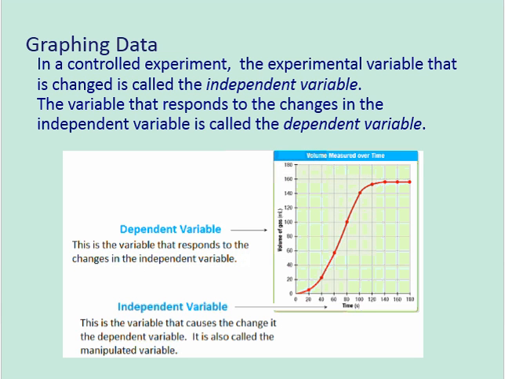Some people call the independent variable the manipulated variable and the dependent variable the observed or the responding variable. But you just want to make sure that you realize that the independent one is the one that I control. I make the changes, or I say when I'm going to measure something in my responding variable.